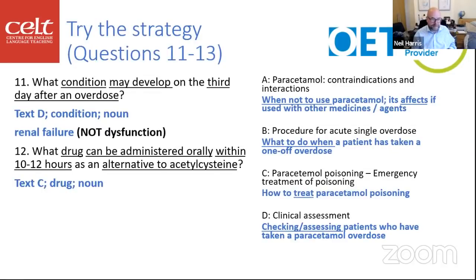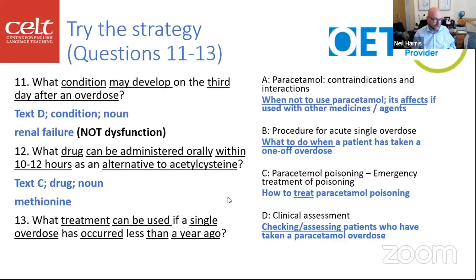So if you chose text C, well done. What drug can be administered? Well, that's to do with treatment. So that would give us text C. We know we're looking for a drug and it's a noun. Let's see if we've got any of the correct answers coming into chat. Salman, well done. Salman suggested that the answer is methionine. Yeah, absolutely. Methionine is the correct answer there. Well done, Salman. And well done to everyone else who also thought that would be the answer.